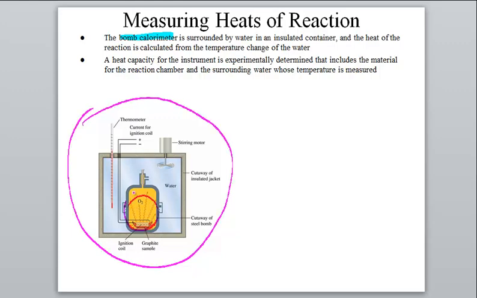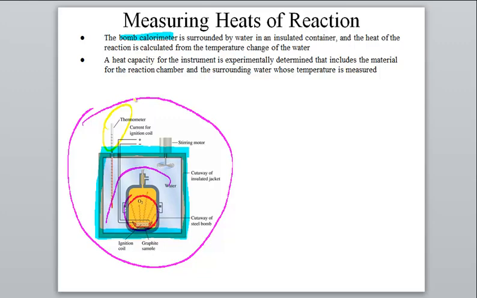In the very center of the device would be the reaction chamber, and it's surrounded by some sort of conducting material. It could be some sort of inert metal relative to that reaction, and then surrounding that chamber all around it is water. So when heat flows in or out of the system, the surrounding is the water plus whatever material is making up the reaction chamber. The very exterior would be insulating, and there would be some sort of thermometer that measures the temperature change of the water.